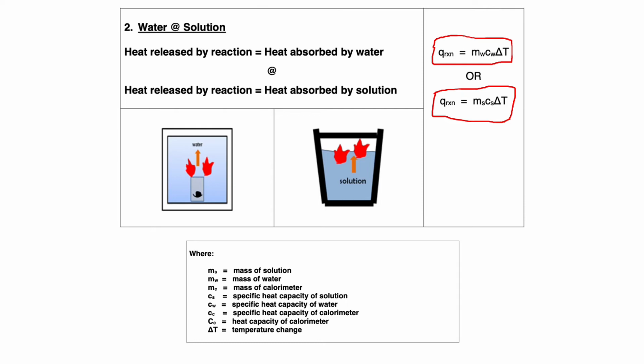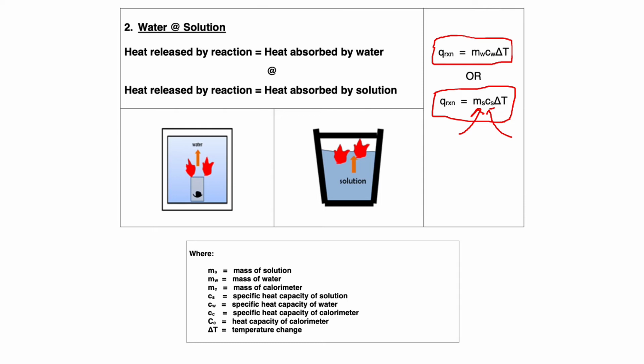Now, W is referring to water and S is referring to the solutions. So if your question is involving water, the mass should be the mass of water and the specific heat capacity should be the specific heat capacity for water. If the question says solution, then the mass should be of the solution, and the specific heat capacity also must be for the solution. Do not mix the info of the mass of water with the specific heat capacity of the solution.